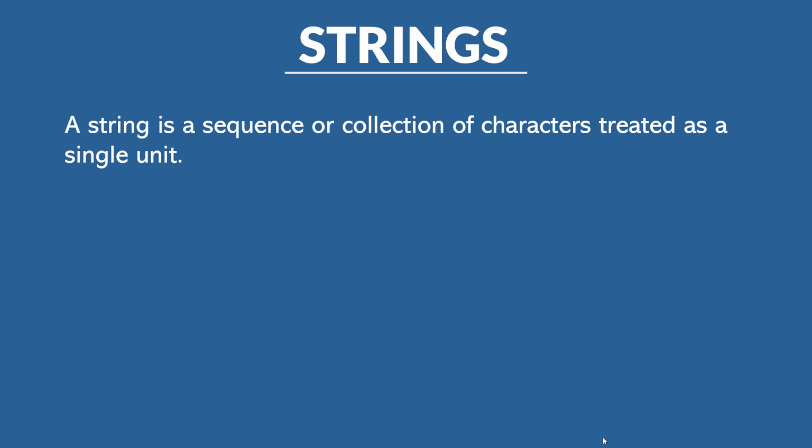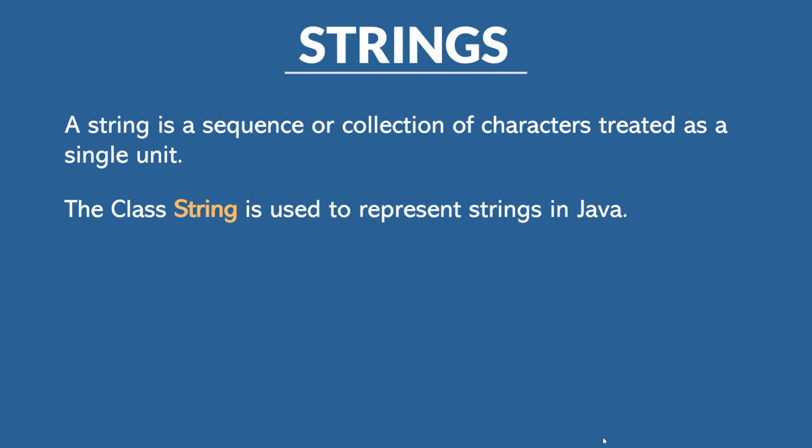A string is a sequence or collection of characters treated as a single unit, and it's represented in Java by the class String. This means that to create string objects in Java, we do not have to create a class, because Java has already done that for us. I think the class String is one of the most used classes in Java, and you will often find its instances being used by many other APIs in a Java application.